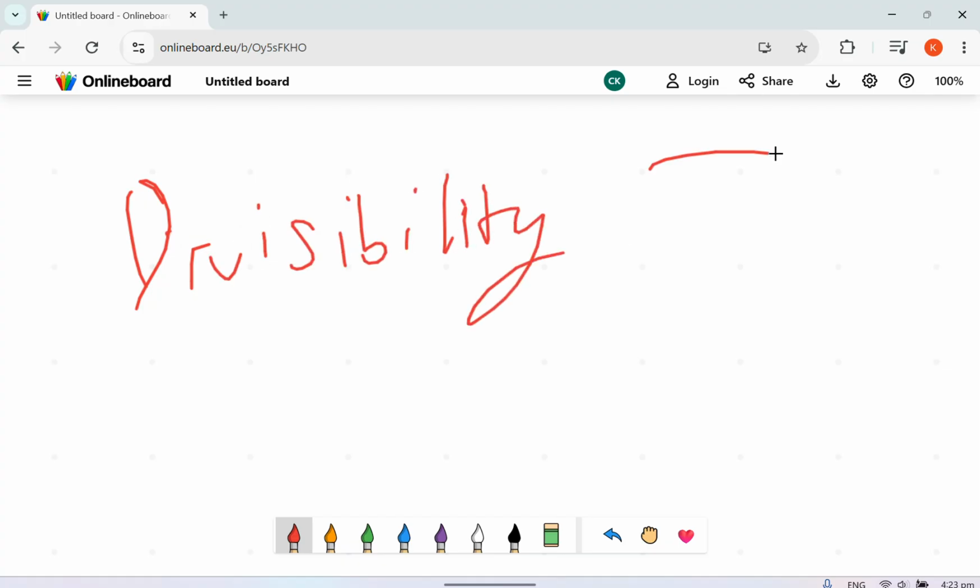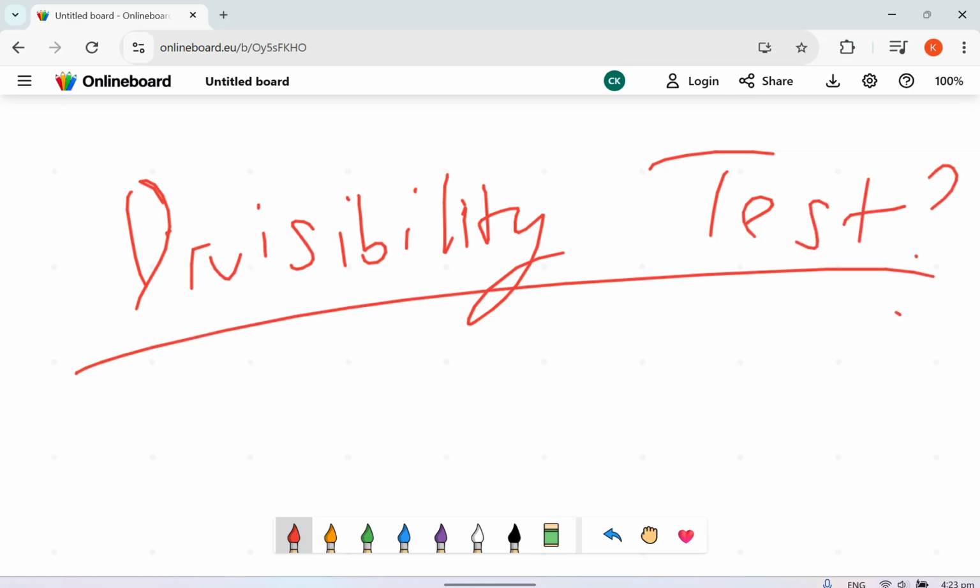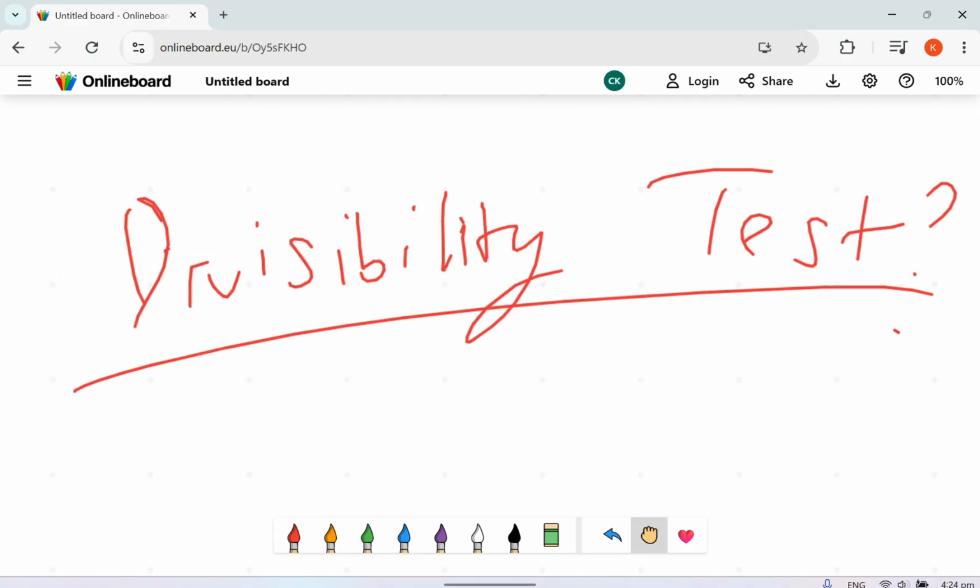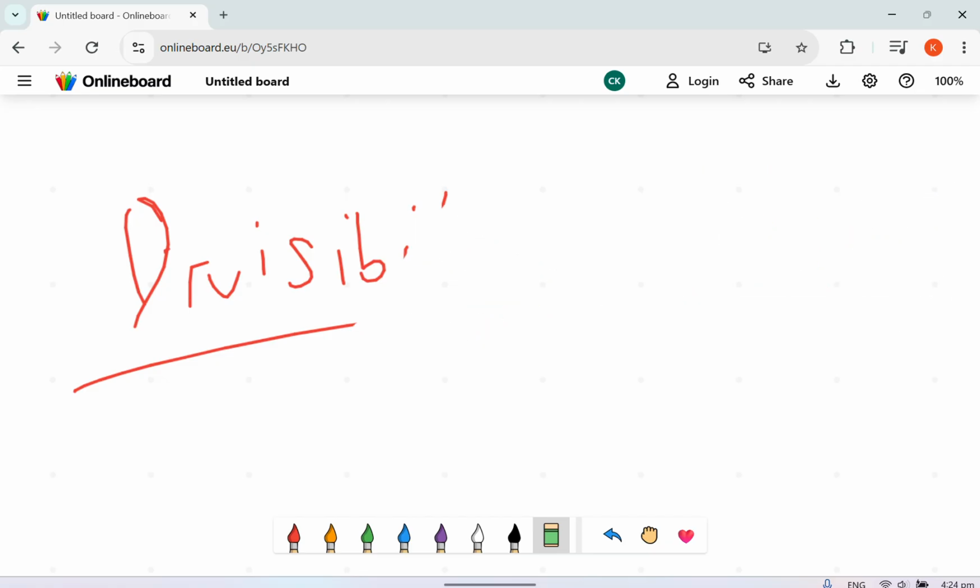Hello everyone! Today we are going to be learning the divisibility tests for various numbers. And a lot of you may be asking me, what in the world is a divisibility test? Basically, it's just a test to see whether a certain number can divide by another certain number. So I will give you an example.